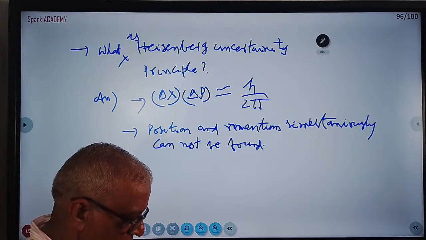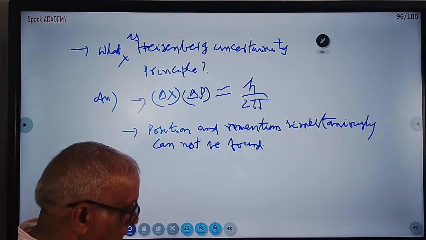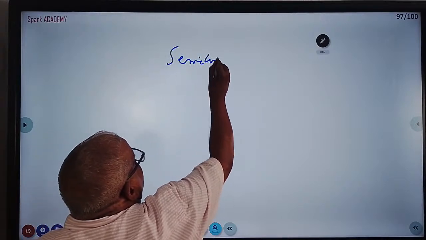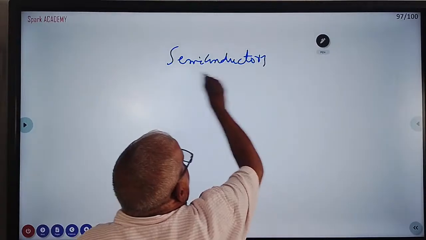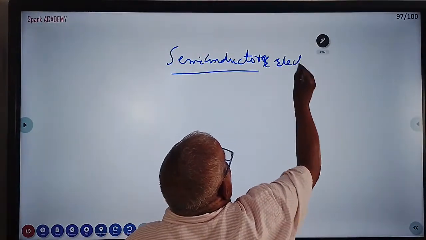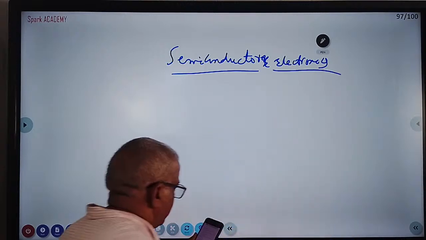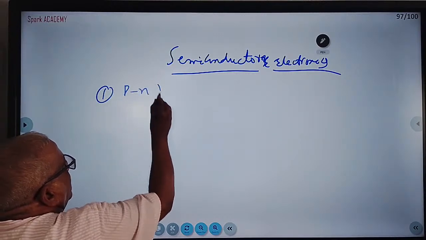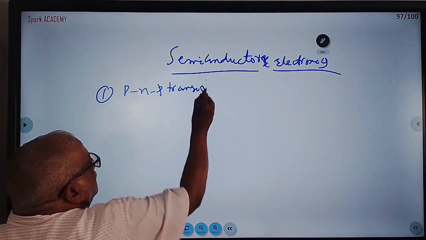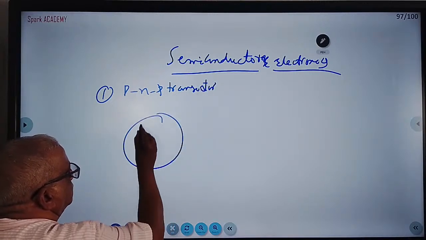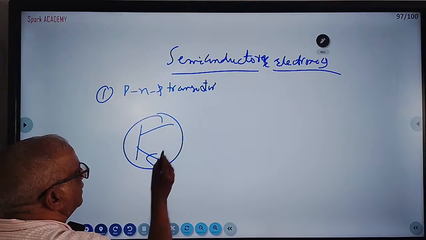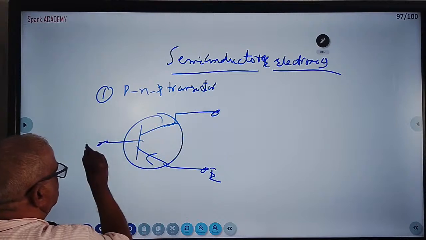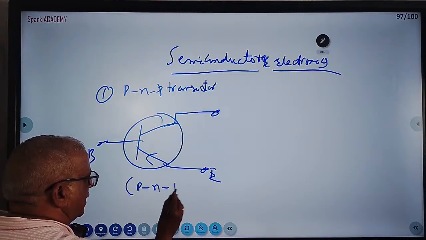Now we are doing semiconductors, students. Semiconductor electronics. What is the circuit symbol for PNP and NPN transistor? PNP means it will be like this. This is collector, this is emitter, this is base. This is called a PNP transistor.